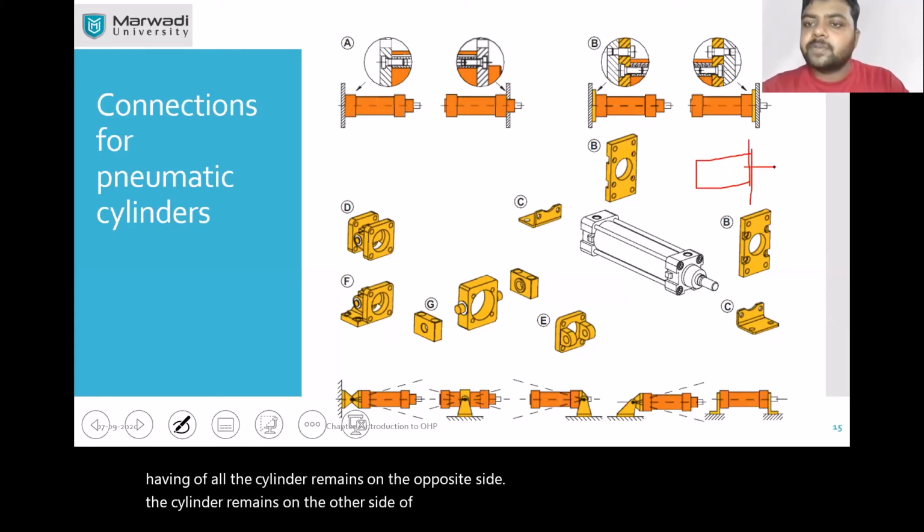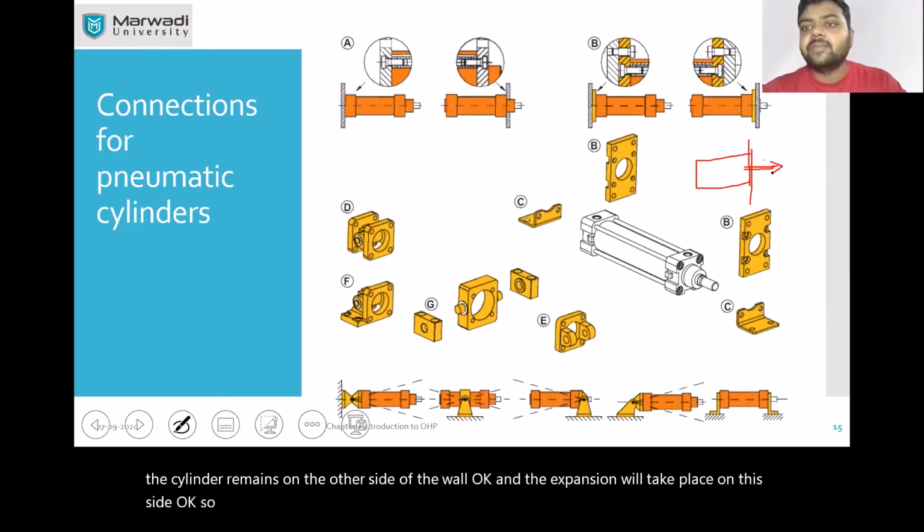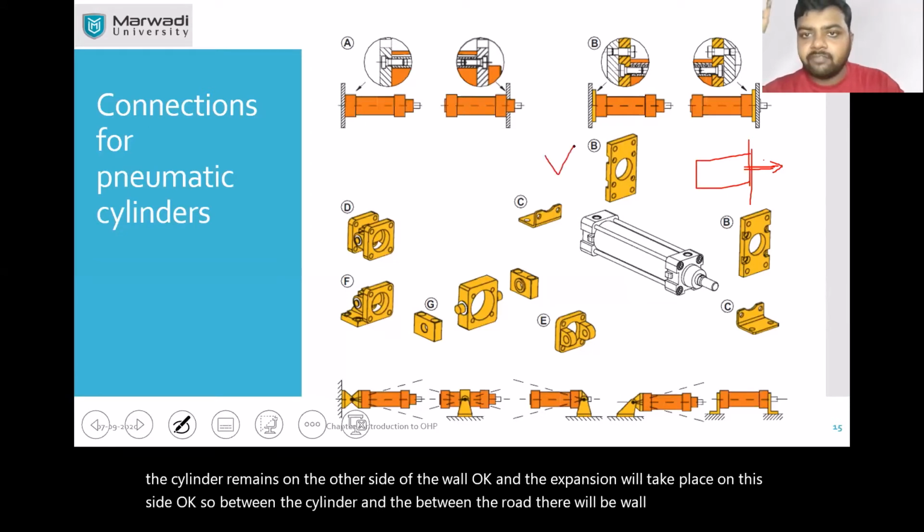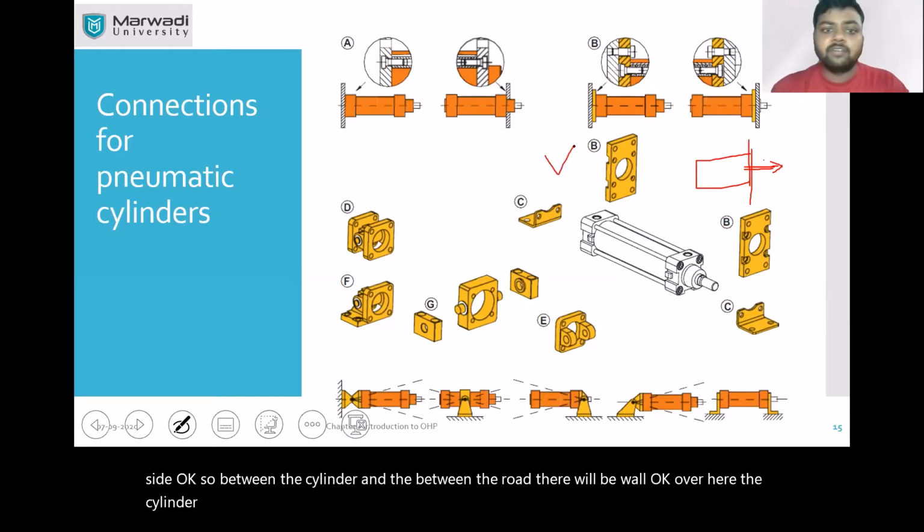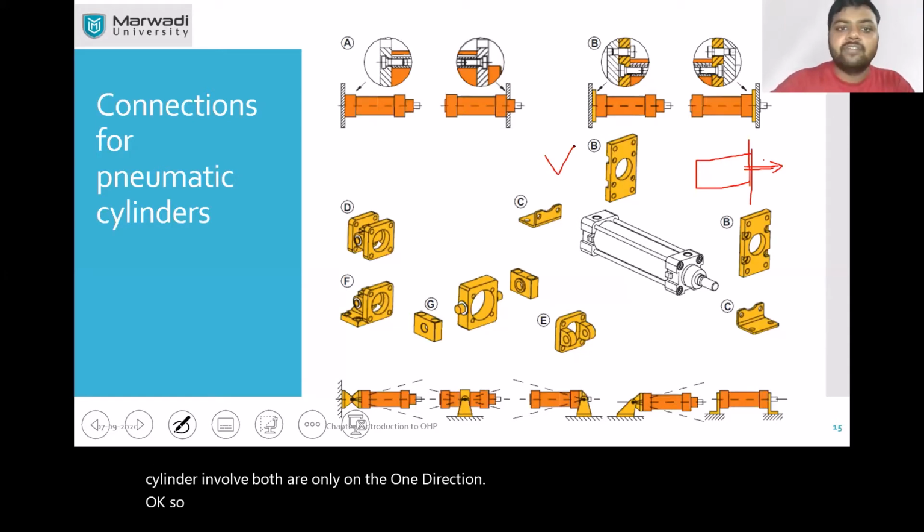Okay, and the expansion will take place on this side. Okay, so between the cylinder and the rod there will be a wall. Okay, over here the cylinder and wall are both only in one direction. Okay, so this is a type of installation when we are having a linear movement only.